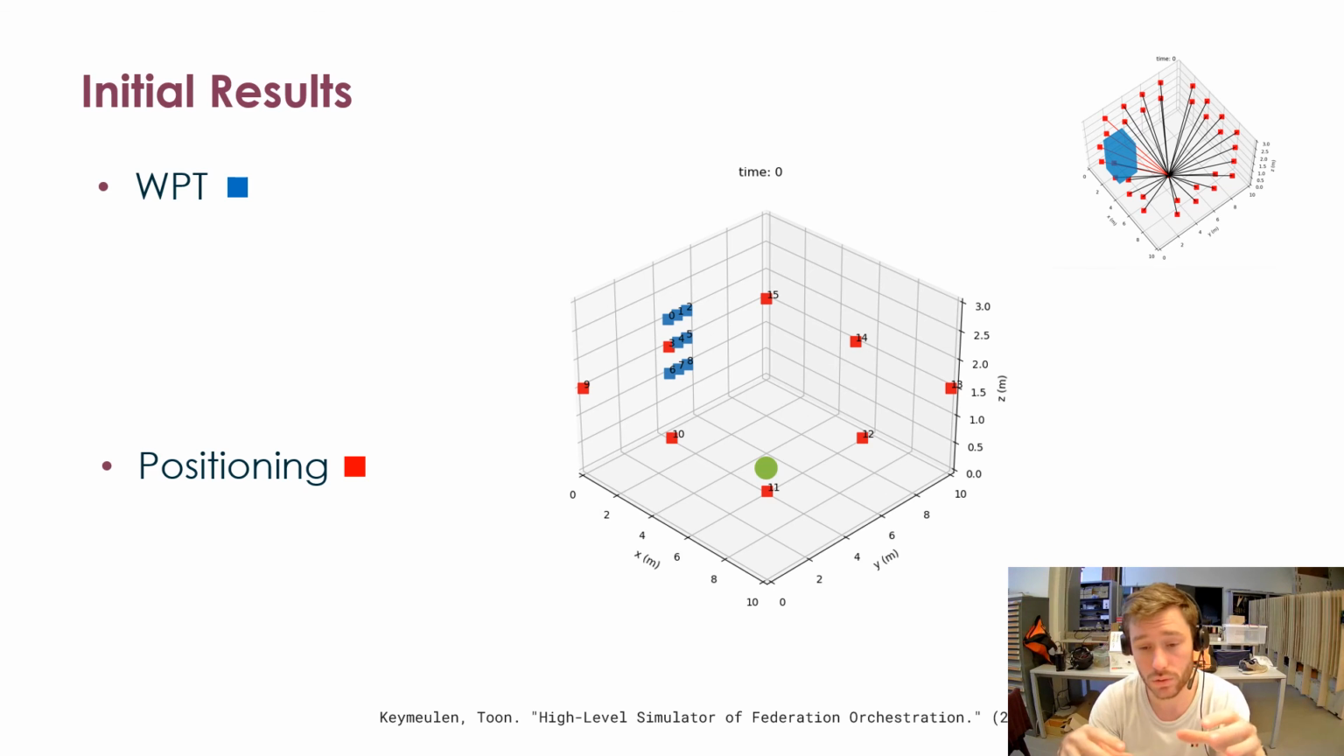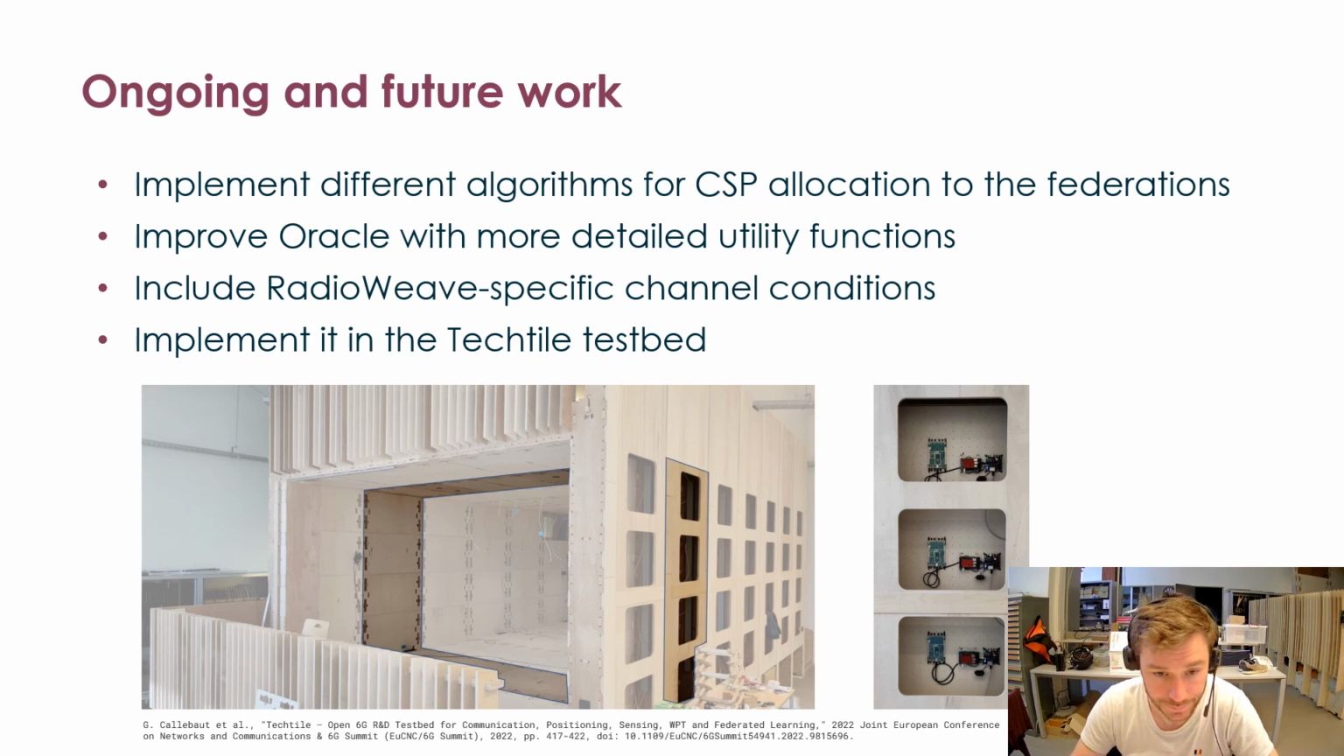The results show in blue for the wireless power transfer and red for the positioning that we have closely located CSPs at one side for the wireless power transfer, while for the positioning we have a more widespread usage of these CSPs to provide the positioning.